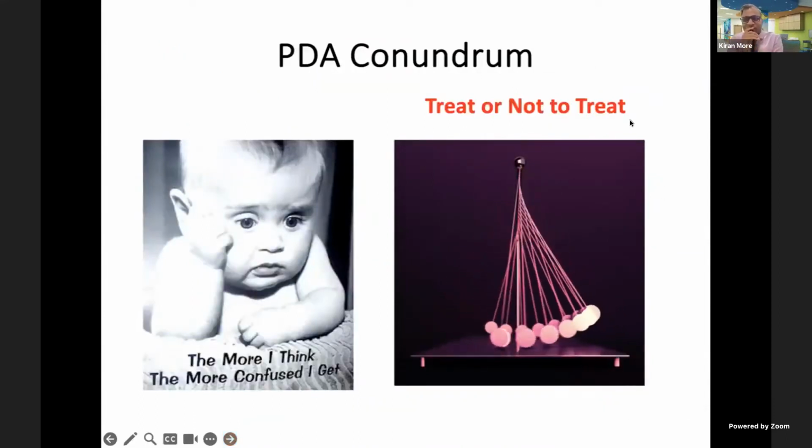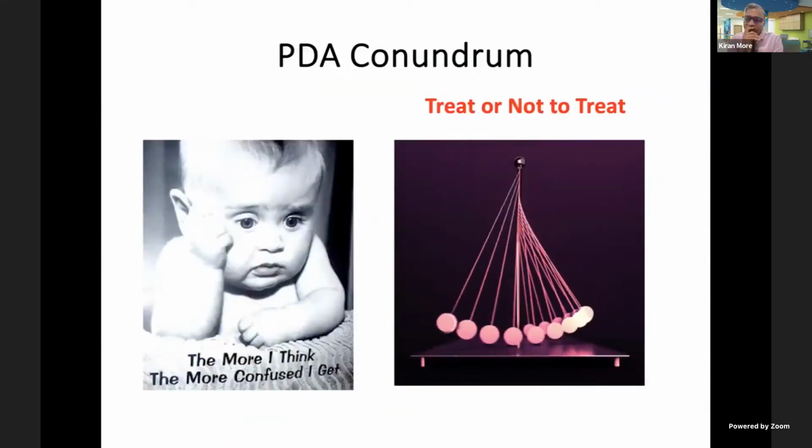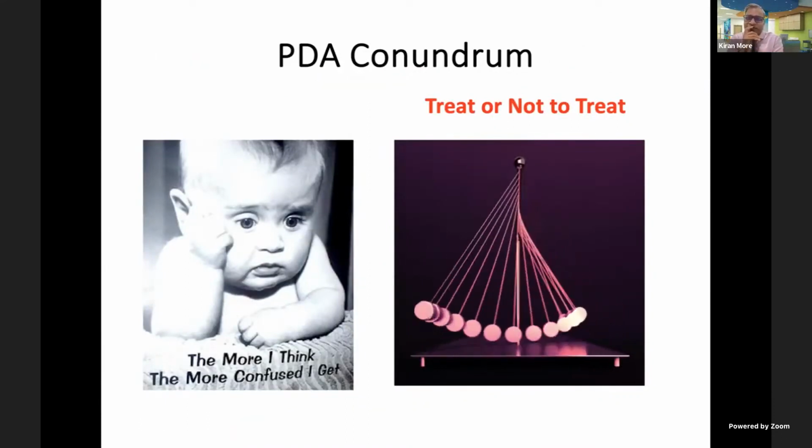Because I think the less you know, the less confused you are, and the more you know, the more confused your mind becomes. So PDA is a conundrum.